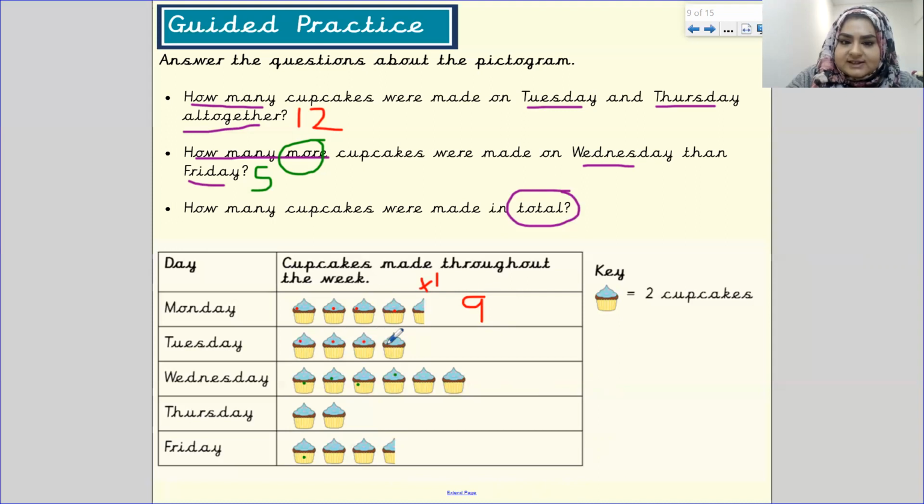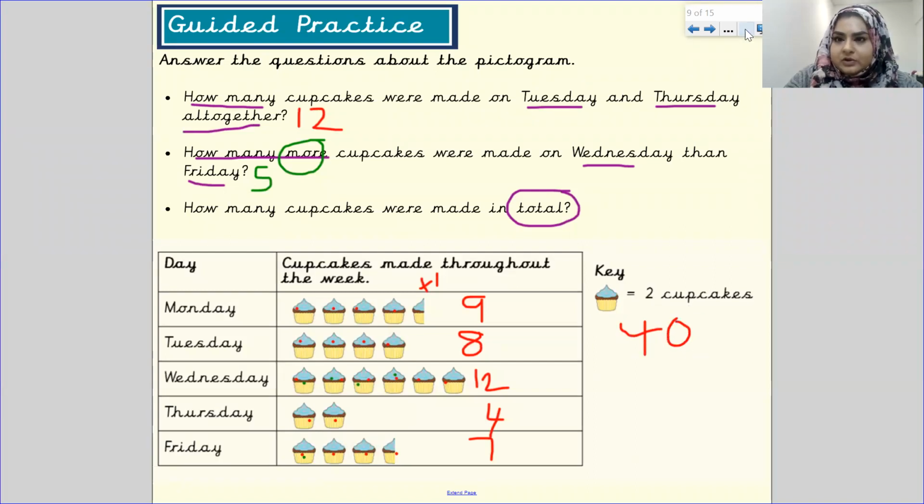2, 4, 6, 8. So 8. 2, 4, 6, 8, 10, 12. 2, 4, 2, 4, 6, 7. Okay, and the total of that is 40.